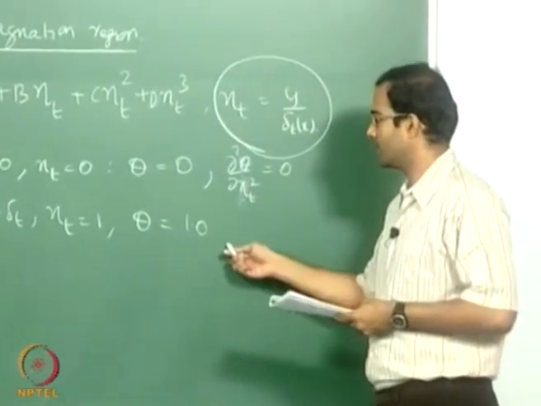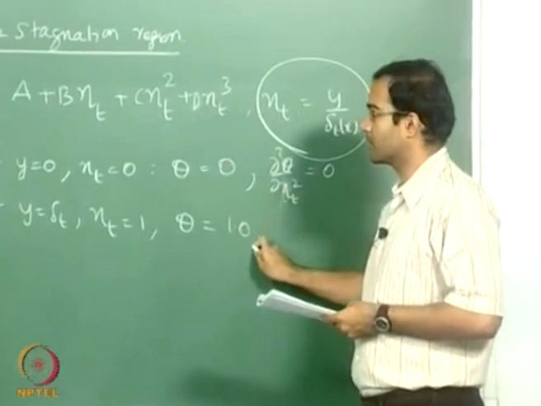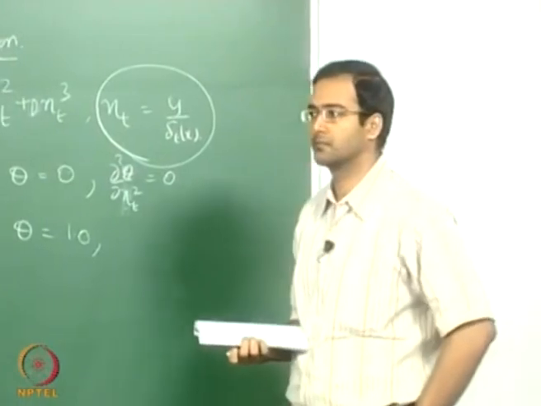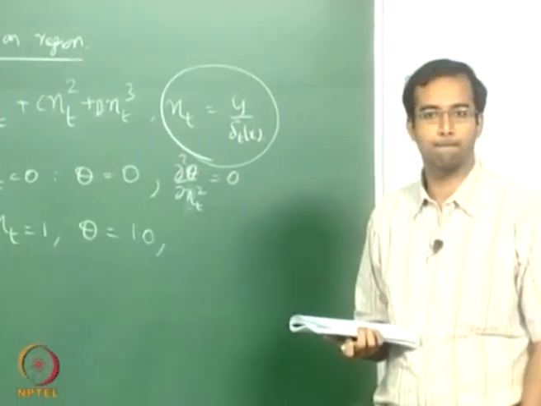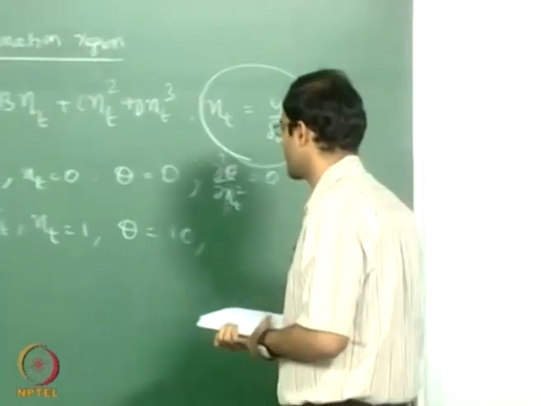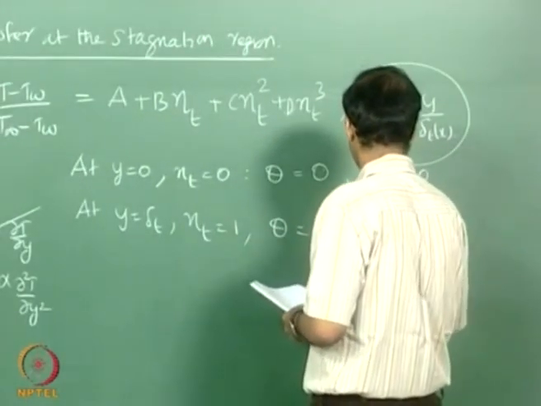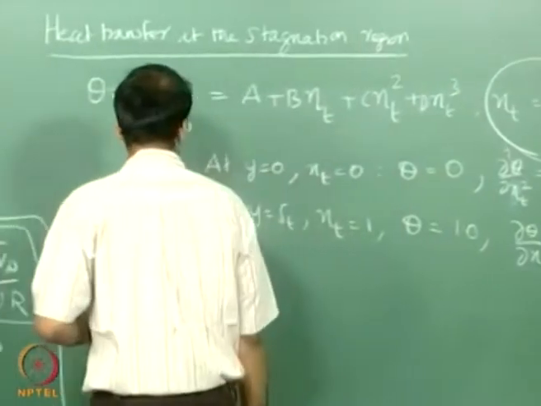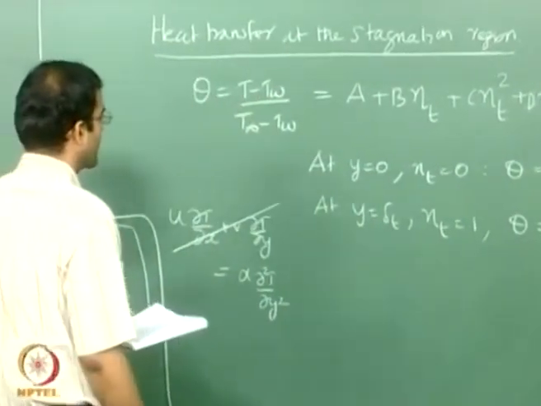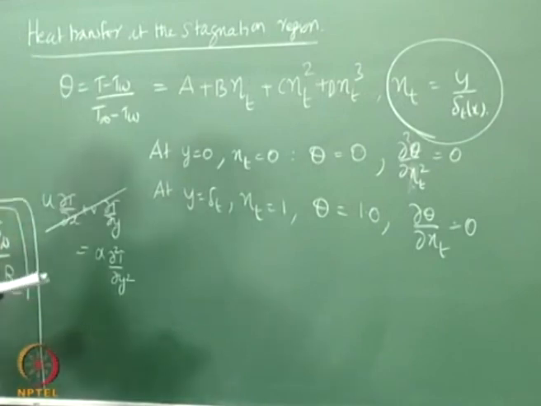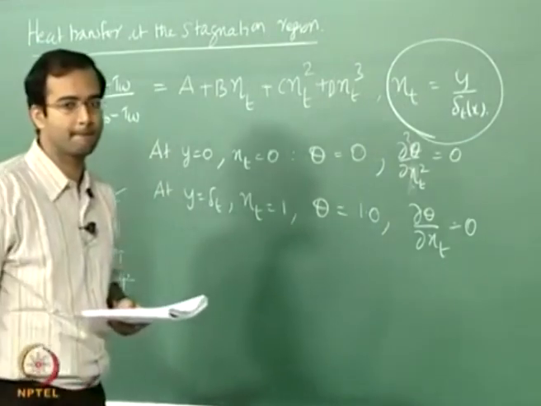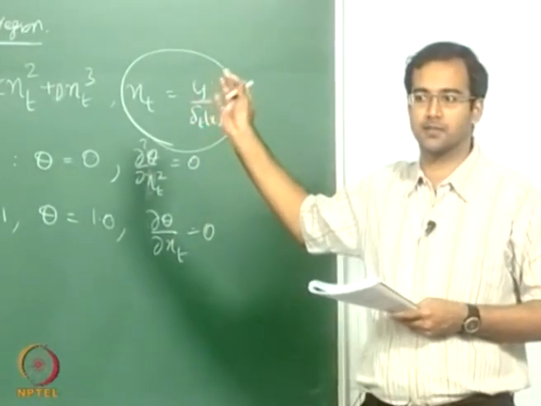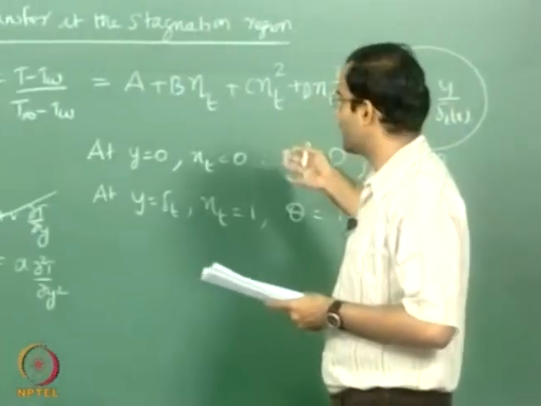Now we need one more boundary condition to close this problem. So what will be the fourth condition? At y equal to delta t, d theta by d eta t should be equal to 0. So now you have the required boundary conditions. You can get the profile for theta. We have already done the same thing for the Blasius solution. We have assumed a cubic profile, same boundary conditions.